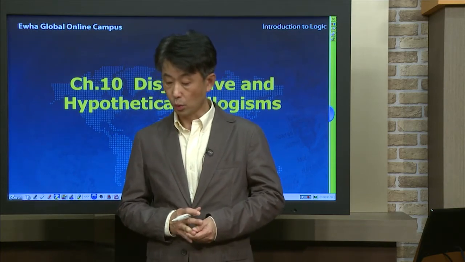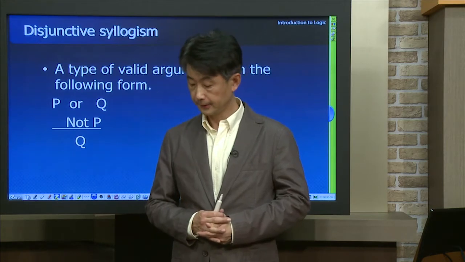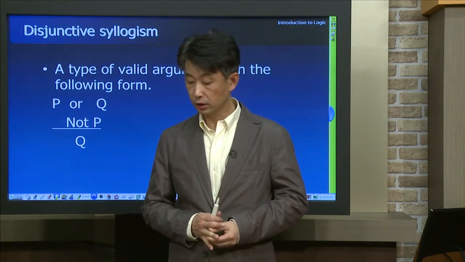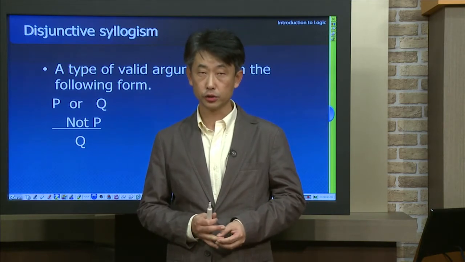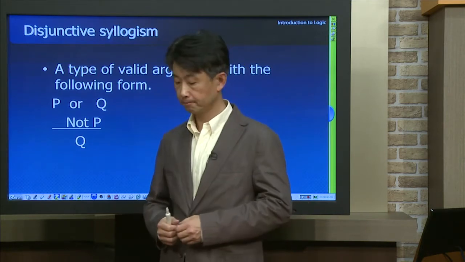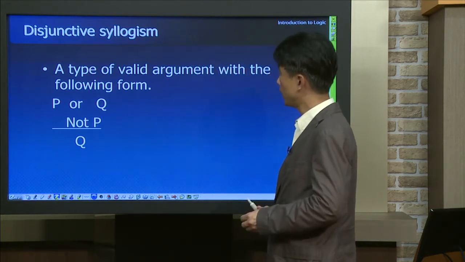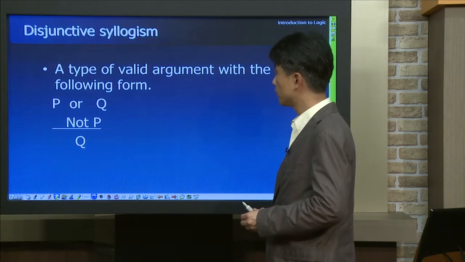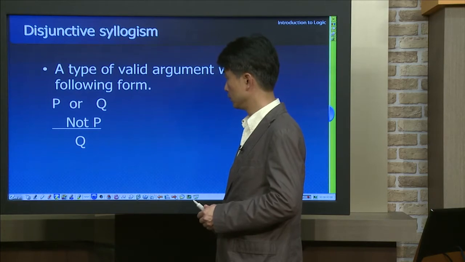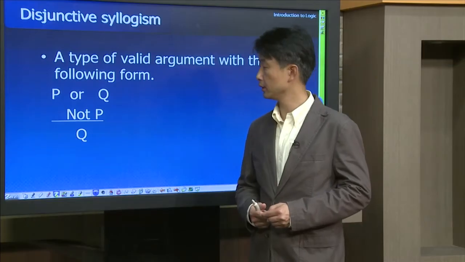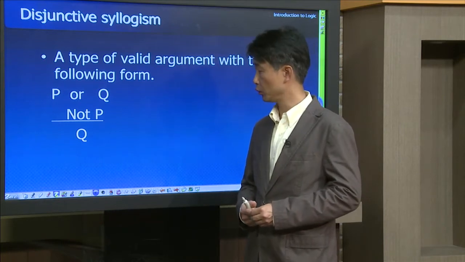Okay, so what is the first type of valid arguments? It's called the disjunctive syllogism, a valid argument involving disjunction, that is OR. Basically the disjunctive syllogism has this form. The first premise is P or Q. And the second premise says not P. Then it follows that Q is true.